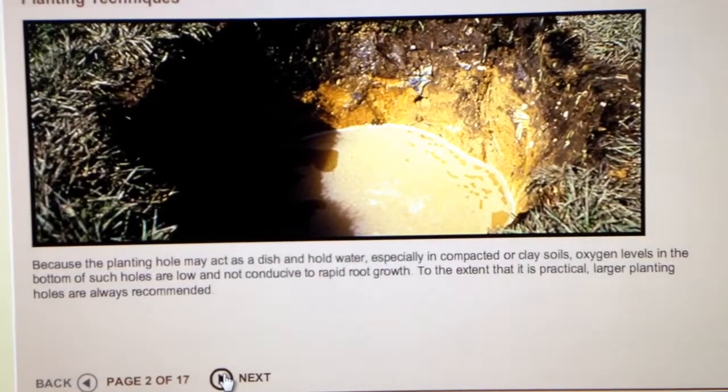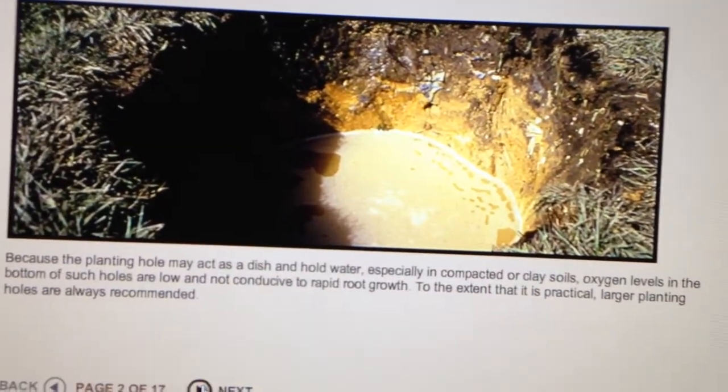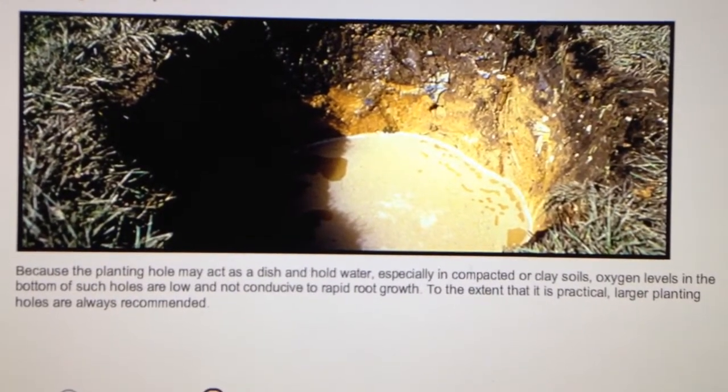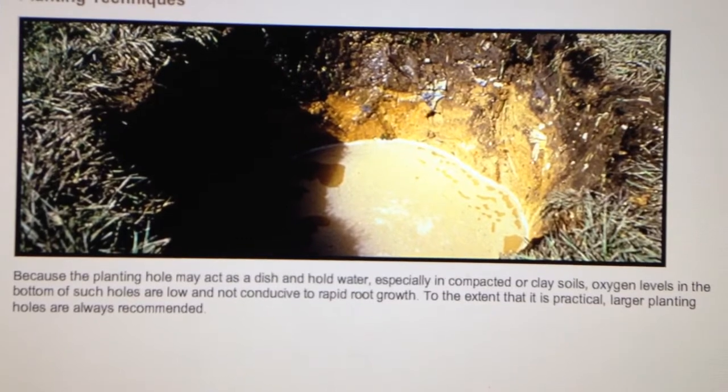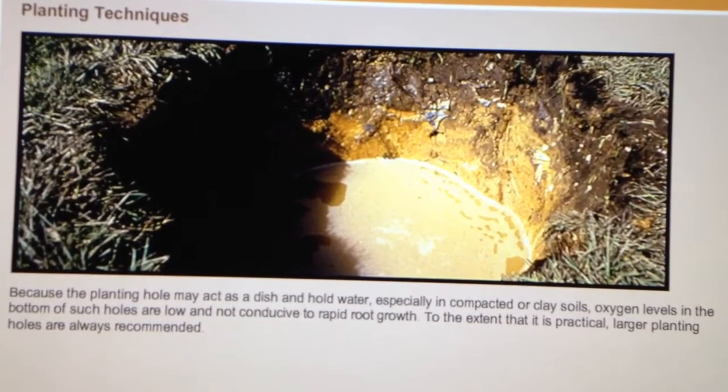Because the planting hole may act as a dish and hold water, especially in compacted or clay soils, oxygen levels in the bottom of such holes are low and not conducive to rapid root growth. To the extent that it is practical, larger planting holes are always recommended.